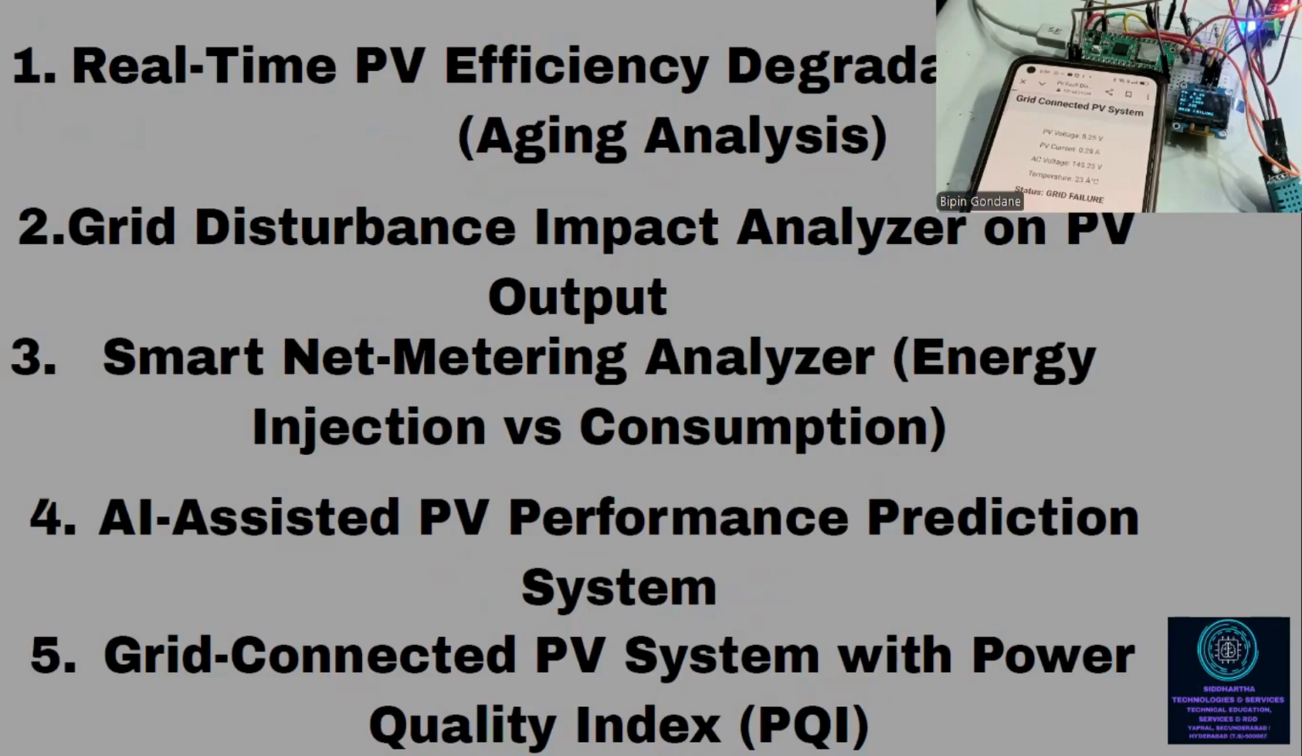Third is smart net metering analyzer, where we can analyze the net meter, that is, energy injection or consumption, which we can show. Fourth is AI assisted. Please remember, since we are using machine learning, the codes which I have shown you, we can learn from it, and we can name it AI assisted PV performance prediction system. Fifth is grid connected PV system with power quality index. So these are the names which are suggested for your same project.